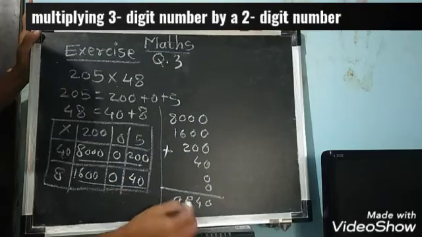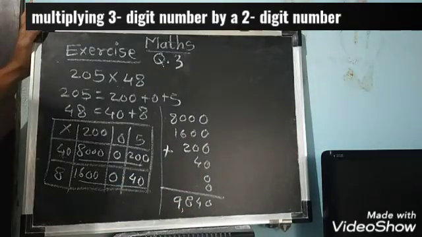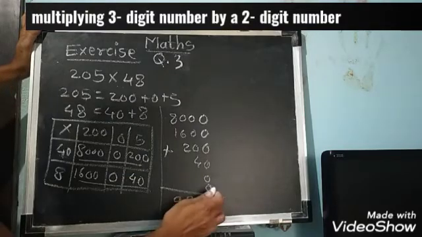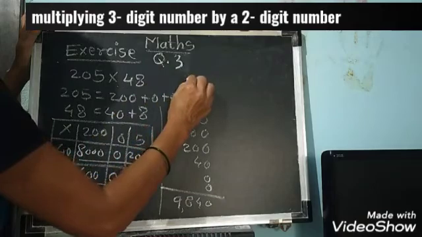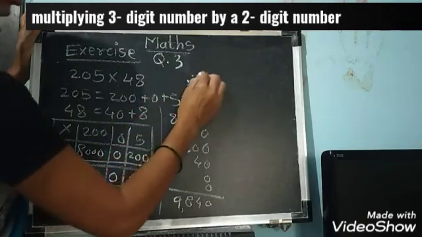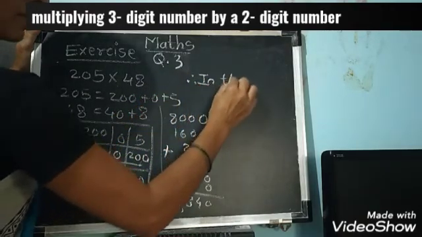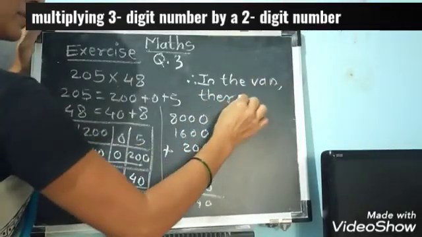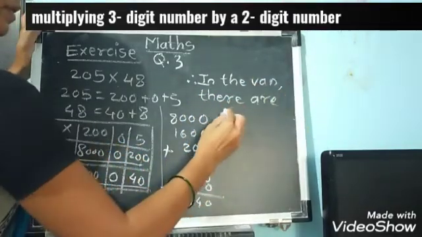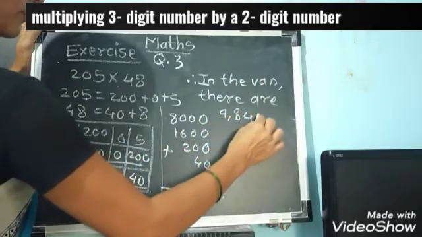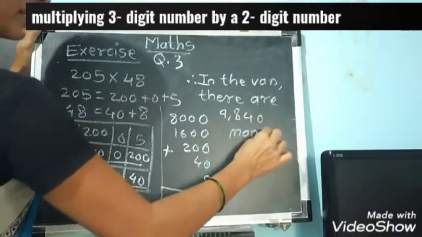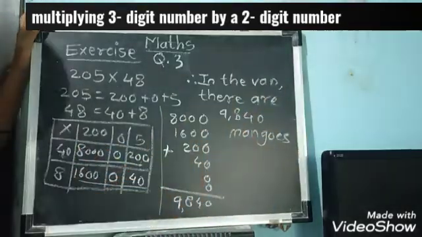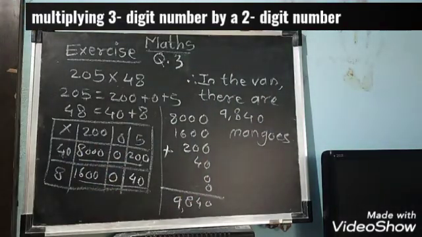So how many mangoes are there in the van? There are 9,840 mangoes in the van. Therefore, in the van, there are 9,840 mangoes. In this way, students, you have to complete this exercise in your notebook.